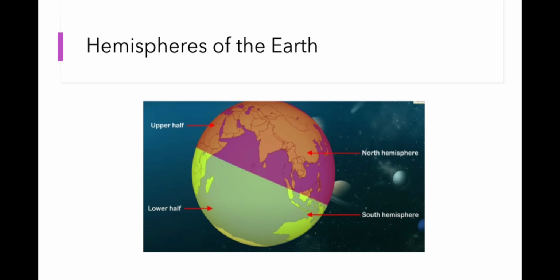The middle line is called the equator. That is also an imaginary line. There are no lines on the earth. For our study, we have assumed and we are drawing the lines.